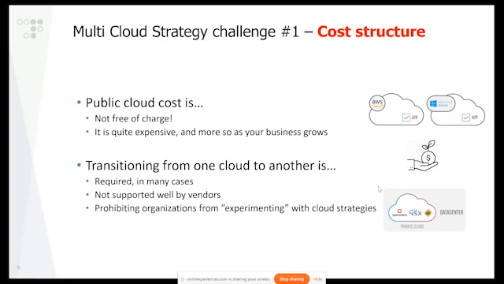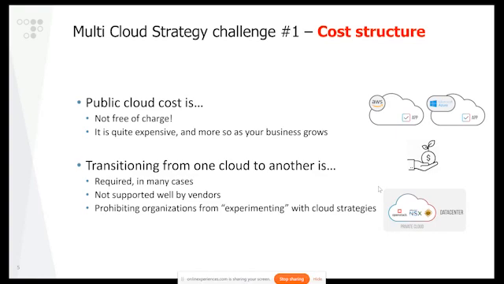So the cost structure, yes, if you own a data center of your own, there's definitely a cost structure there. But if you go to the public cloud, you have to understand and know exactly what the cost structure is for each and every sort of infrastructure, service or product that you're using, to make sure that you're making the right decisions.